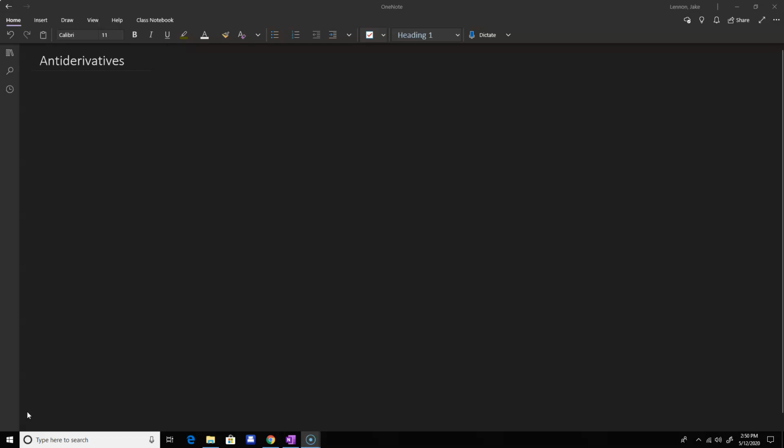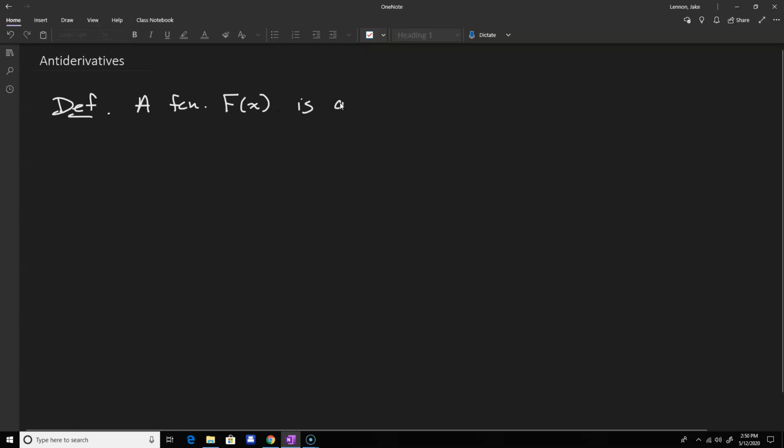So, what is an antiderivative? Essentially, it's just the process of the derivative in reverse. So, if we write down the definition, it would say a function, capital F of x, is an antiderivative of another function, little f of x, on an interval I.